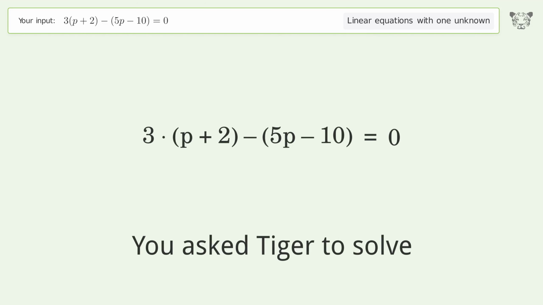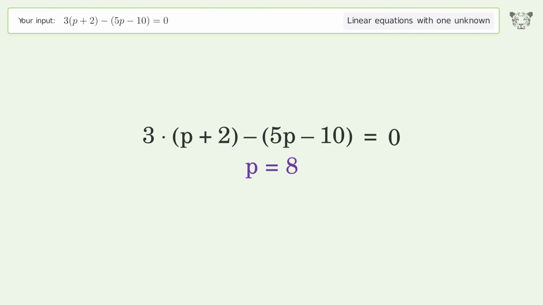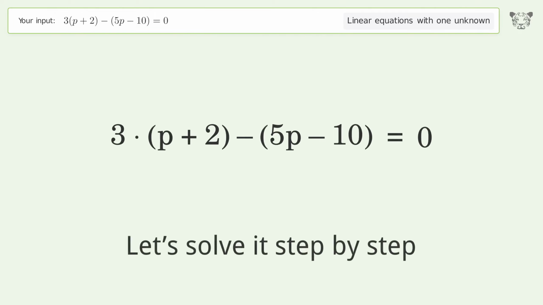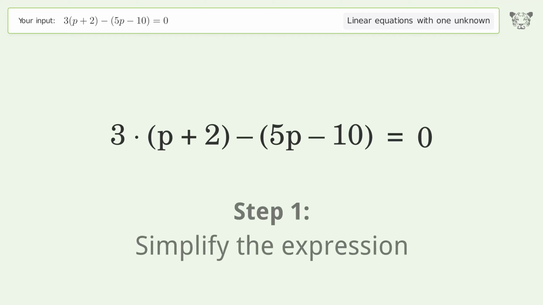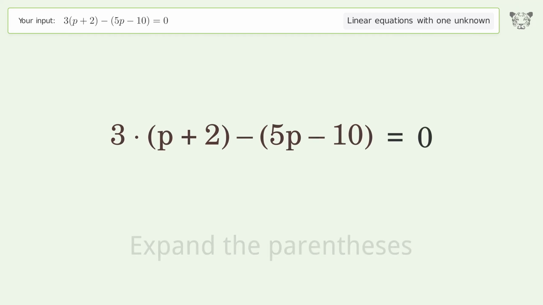You ask Tiger to solve. This deals with linear equations with one unknown. The final result is p=8. Let's solve it step by step. Simplify the expression. Expand the parentheses.